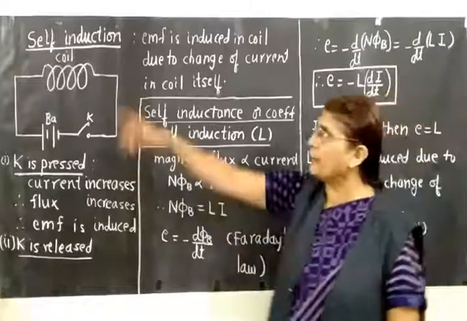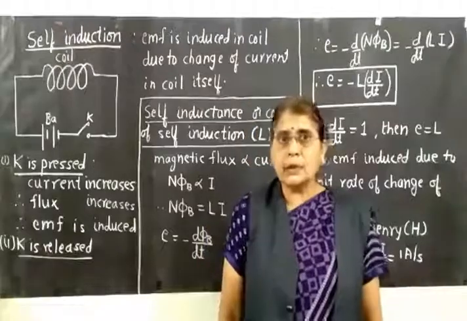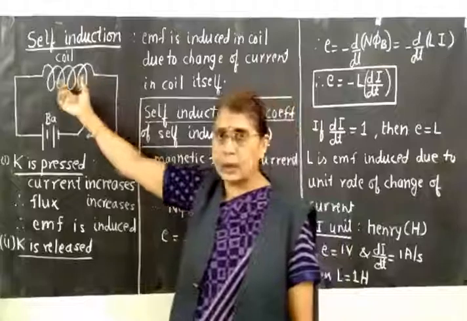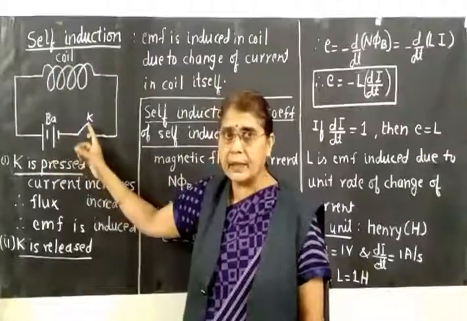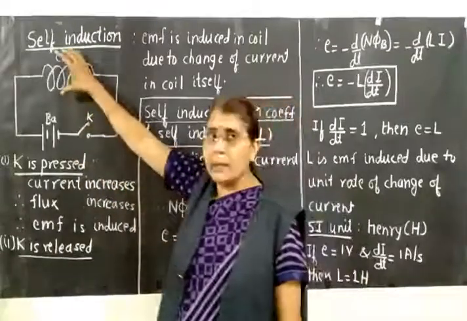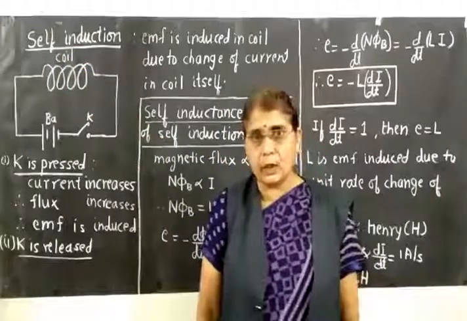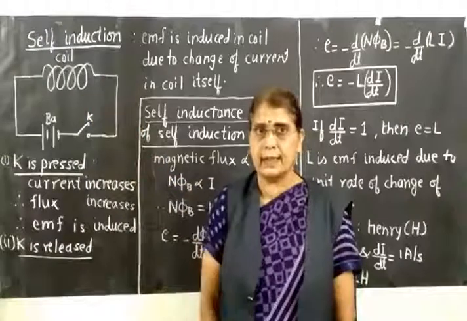Today we shall study a phenomenon called self-induction. So to study this phenomenon, we shall take a very simple circuit shown here. This is a coil connected in series with a battery BA and a tap key K. We want to now induce EMF in the coil. So if you want to induce EMF in the coil, you have to change the flux linked with the coil. So how is this done?